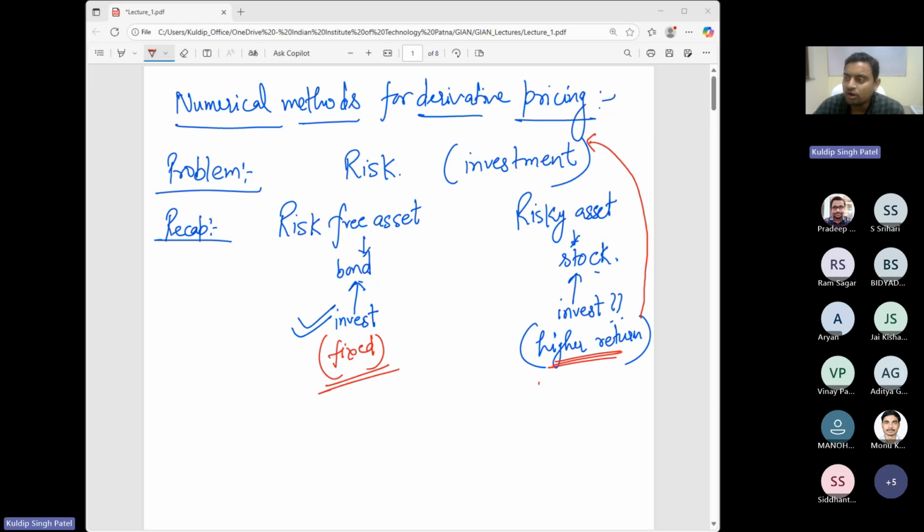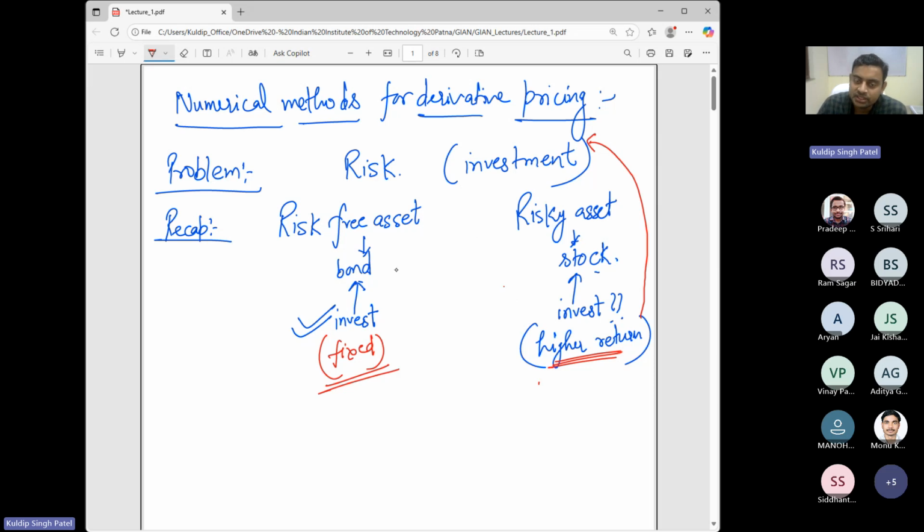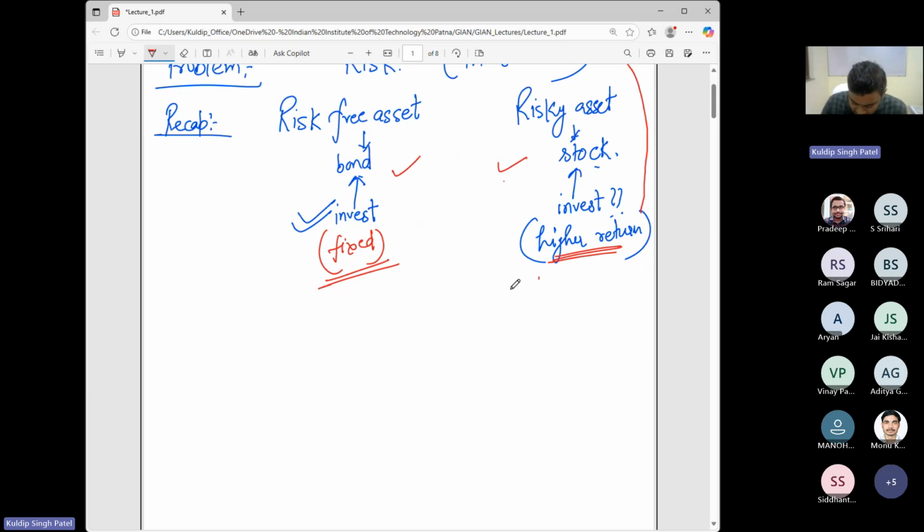So one thought maybe that we can go for a mixture, right? We should invest something here also, and we should invest there, striking a mix of them. Good, but still, risk will be there, isn't it? Risk will be there, right? Now the question: if you are investing in risky assets, can you make the risk zero? Of course you cannot make the risk zero.